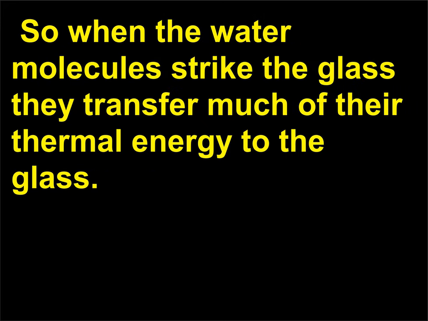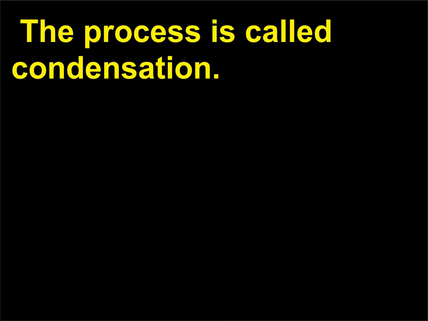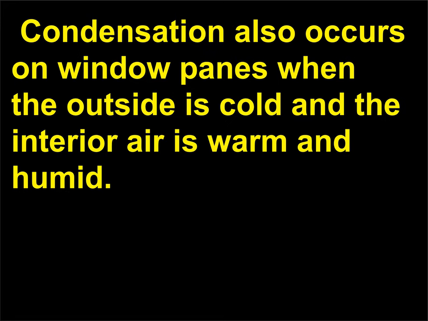So when the water molecules strike the glass, they transfer much of their thermal energy to the glass. The colder water molecules join together to form water droplets on the glass. The process is called condensation. Condensation also occurs on window panes when the outside is cold and the interior air is warm and humid.